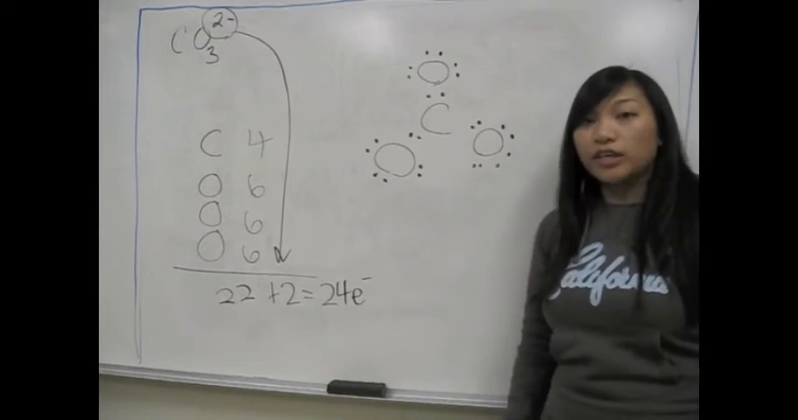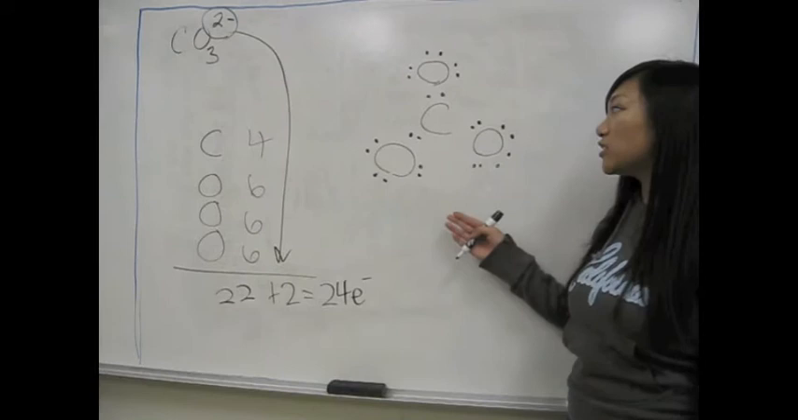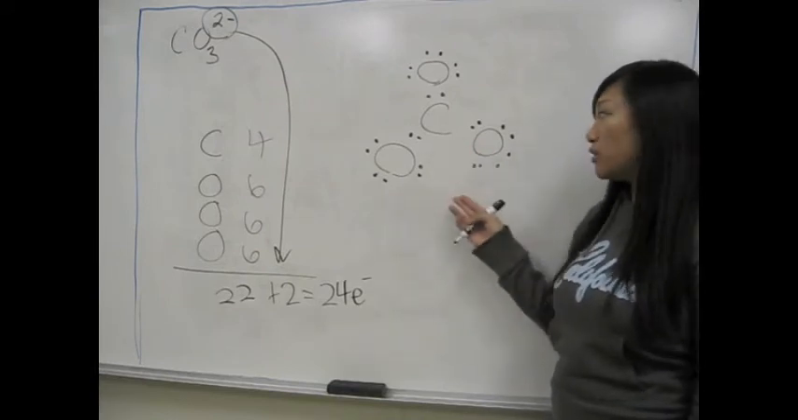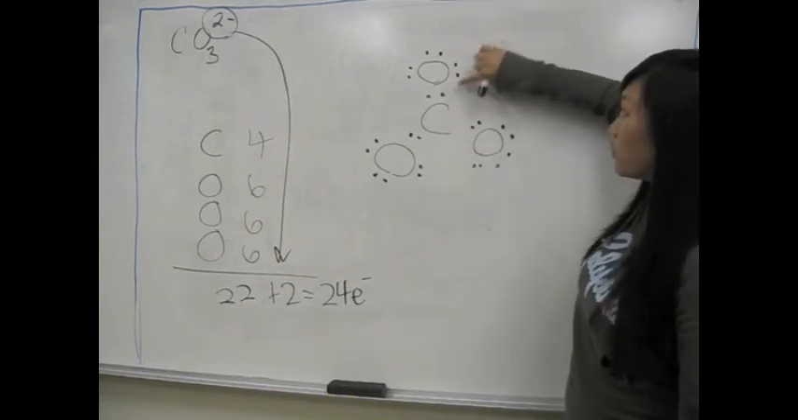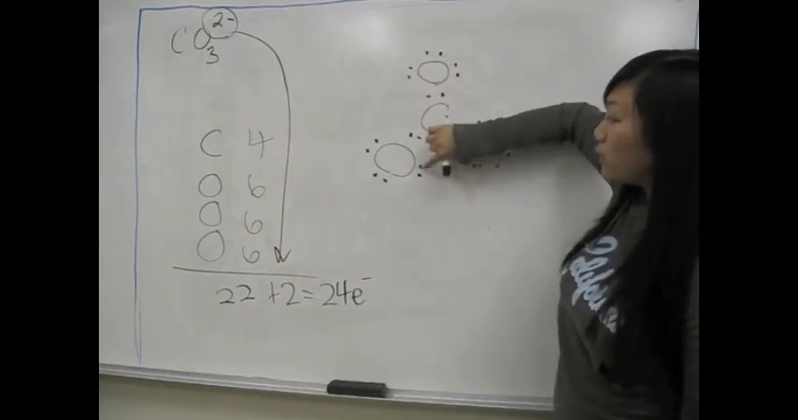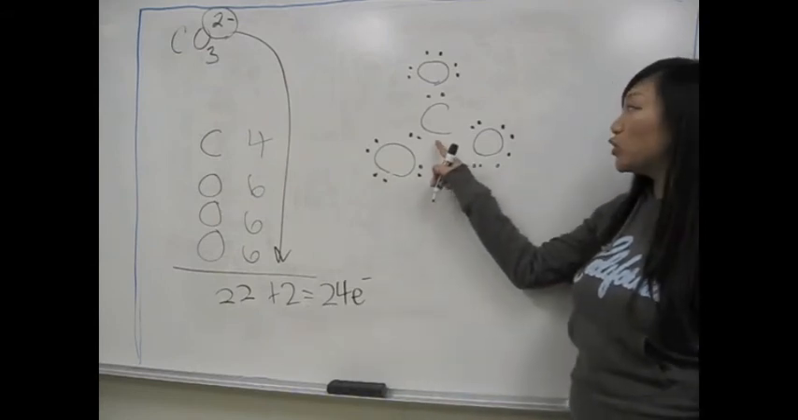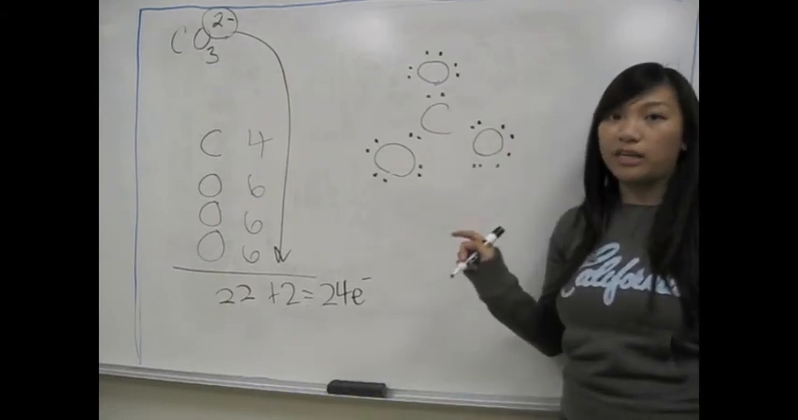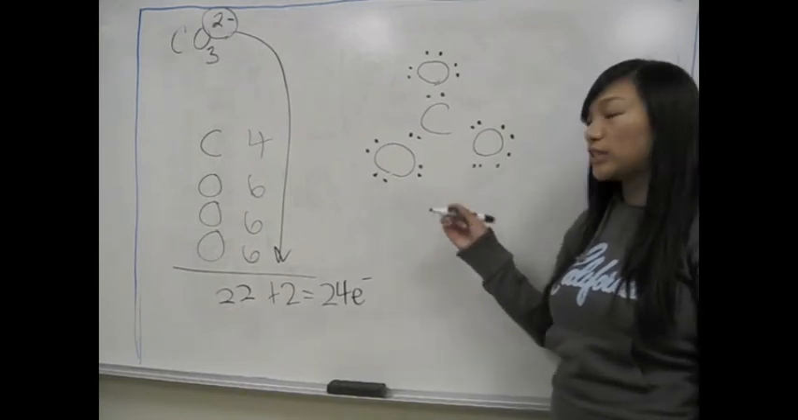The next thing to do is to determine if the noble gas configuration has been satisfied for each atom in the ion. So here we have 2, 4, 6, 8 around each of the oxygen atoms. But we only have 2, 4, 6 around the carbon atom. So the noble gas configuration hasn't been fully satisfied for this ion.